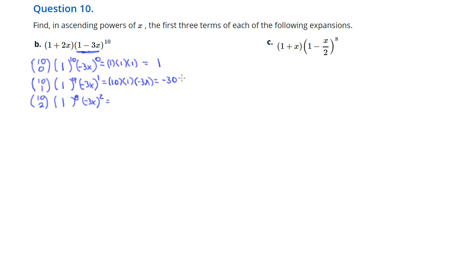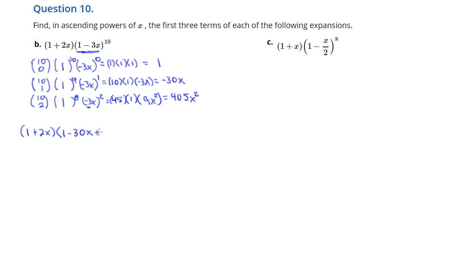And we're going to end up with 1 minus 30x. And then this one's going to be 45 times 9x squared, so that's going to be 405x squared. And that's going to give me the first three terms: 1 minus 30x plus 405x squared.